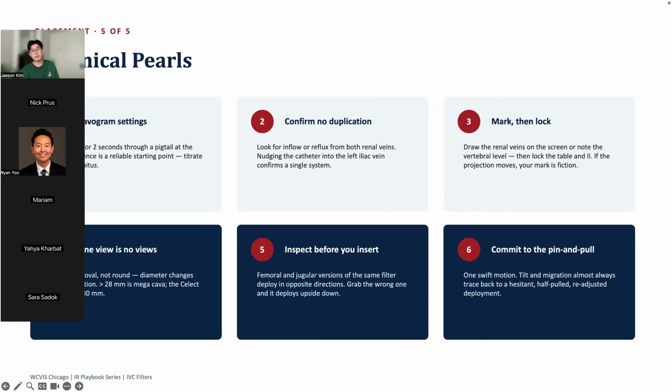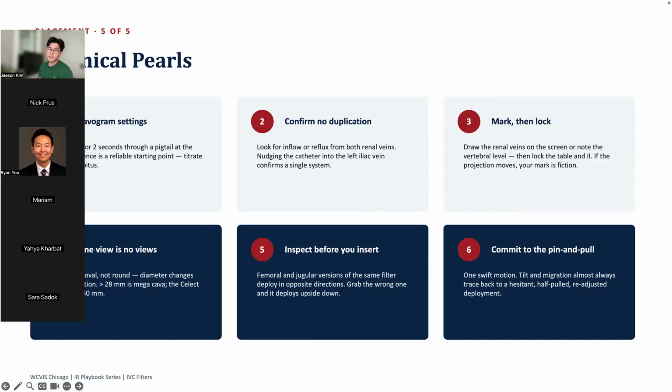The fourth is that a single view can be misleading because the vena cava is actually more oval than round, so its measurement changes depending on the angle that you're looking at it from. The fifth point is to inspect the device before you insert it, because the versions made for the groin and the neck deploy in opposite directions. If you grab the wrong one, it can deploy upside down, and apparently that does happen.